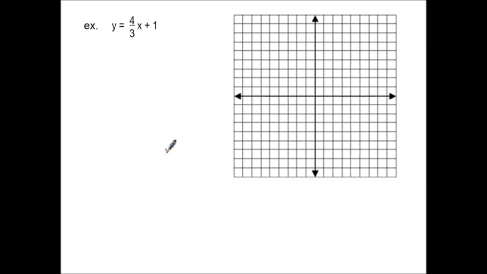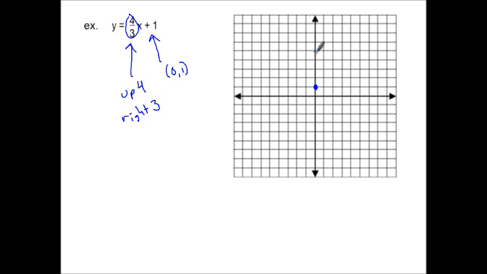Alright, let's move on to another example here. I've got y equals 4/3 x plus 1. Again, what that means is I'm starting at 0, 1, and this number right here means I'm going to go up 4 because it's a positive 4, and then also it's a positive 3, so that sends me right 3 before I make another point.